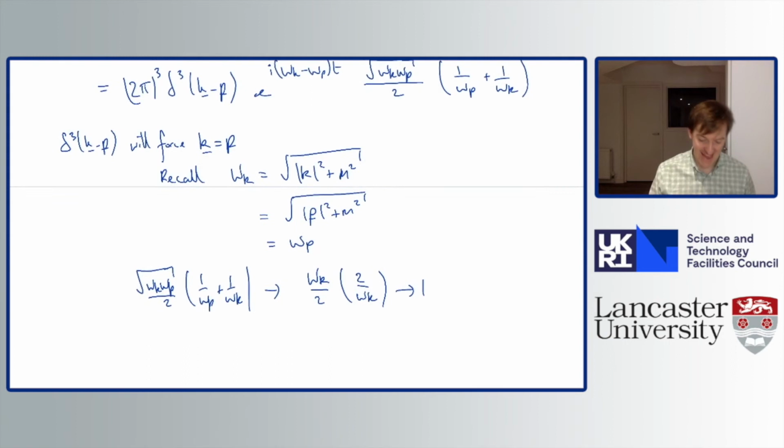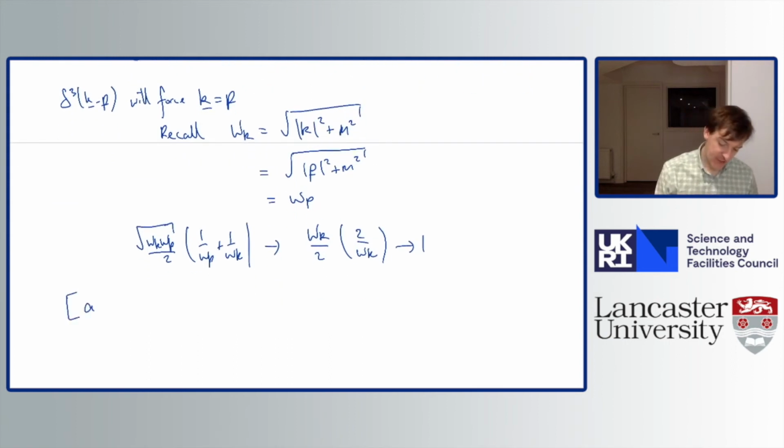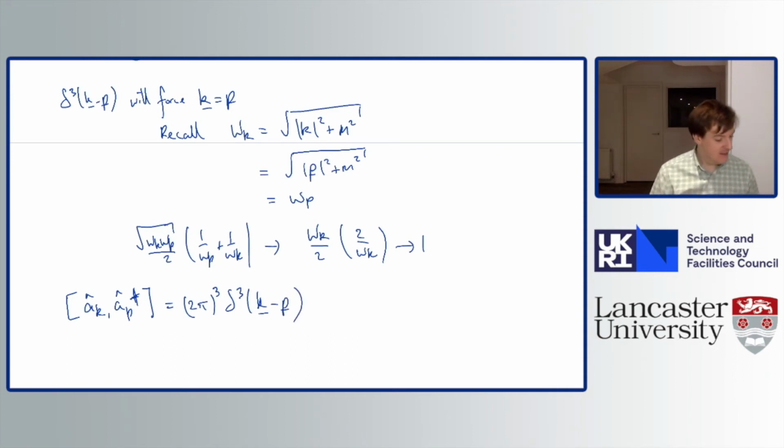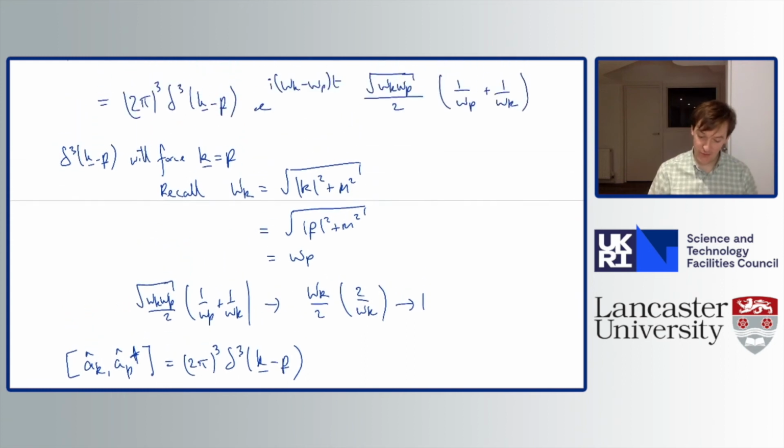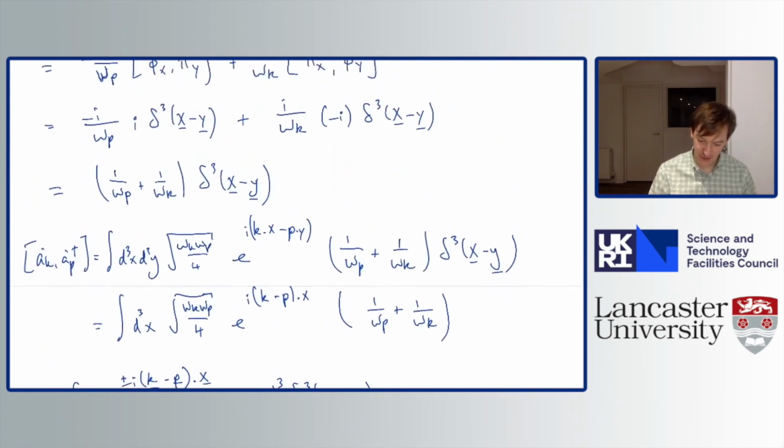Okay, so in any actual expression where you will use this commutator, it is indeed the case that there is actually a nice result. You get this delta 3 of k minus p. So that's how you go through commutator relations.